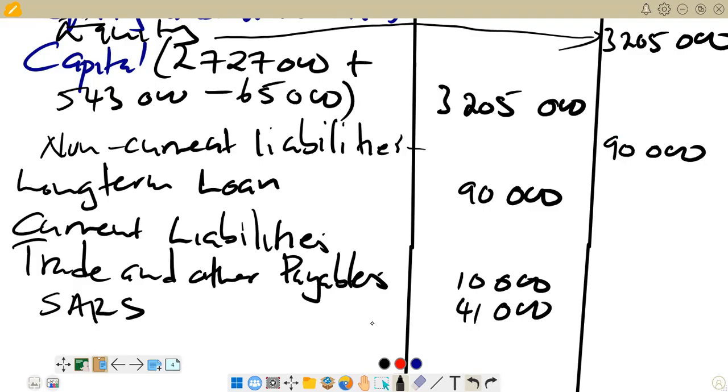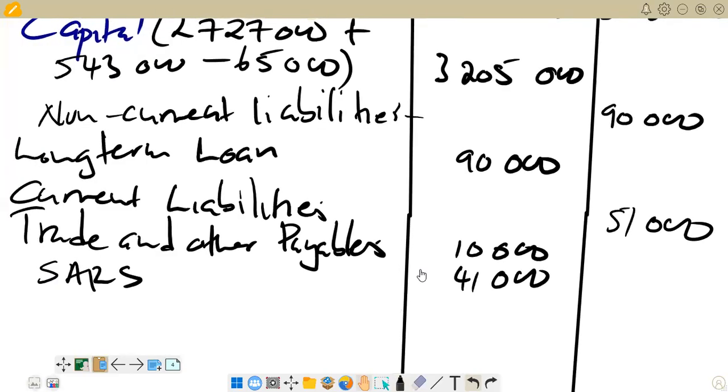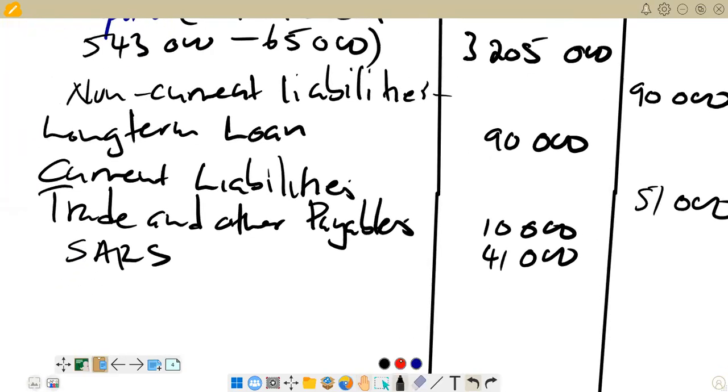So these are only the current liabilities that we have in the question. And then we add the two to get the total for current liabilities and put the total here, 10,000 plus 41,000, you get 51,000. So this is what we have in terms of current liabilities. Now, we want to put the total for total equity and liabilities.